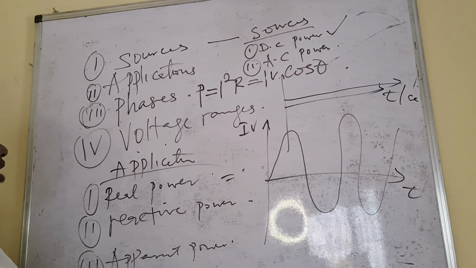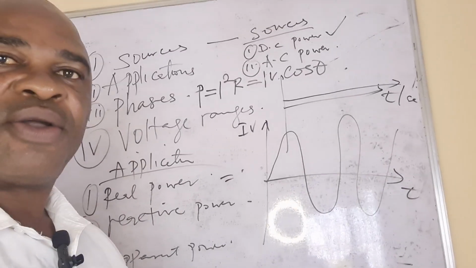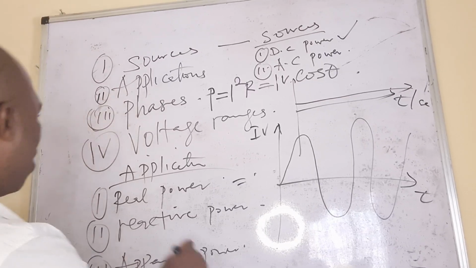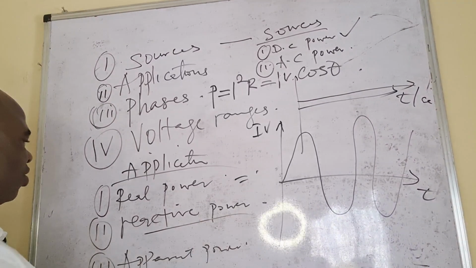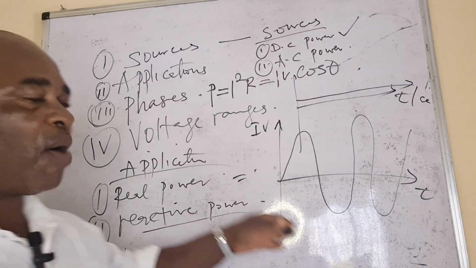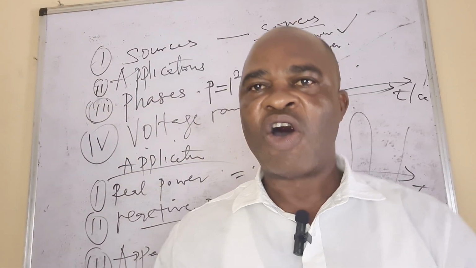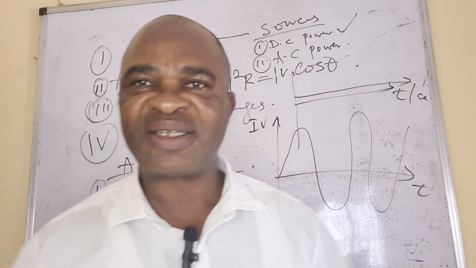So this is our real power. Then we go to our reactive power. On our reactive power now, this is the power developed in inductive circuits or inductive reactance.